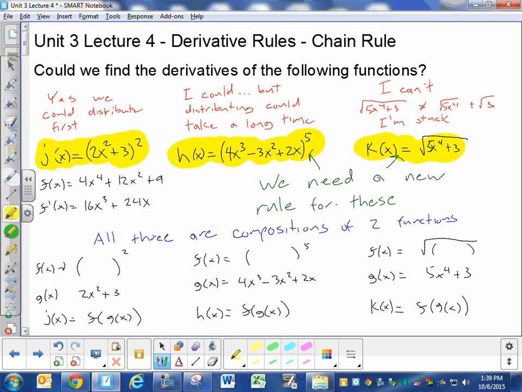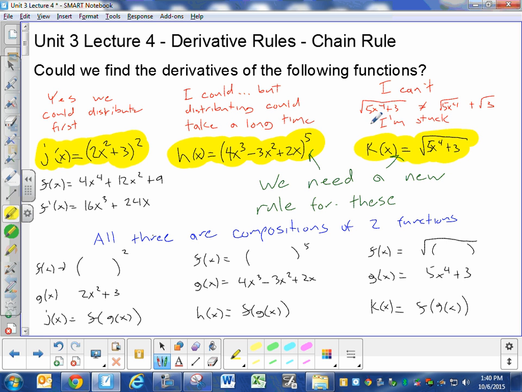And they all have something in common. All three of these are compositions of two functions. Okay? Now, I asked if we could take the derivatives of these three functions. Well, the first one I could, right? Because I can simplify 2x squared plus 3, I could distribute it, and then take the derivative. Done. So I can take the derivative of this composition of functions.